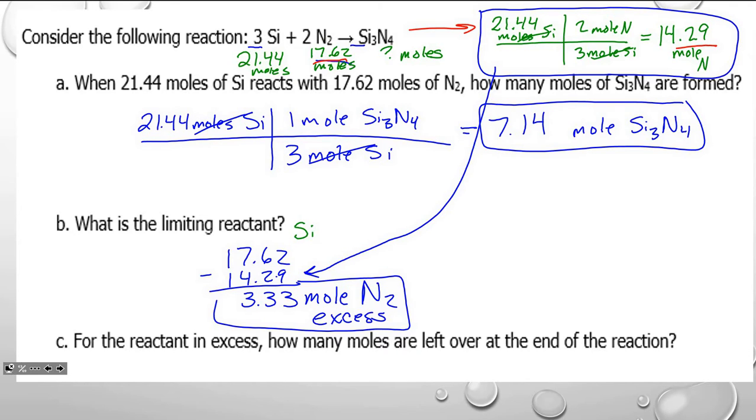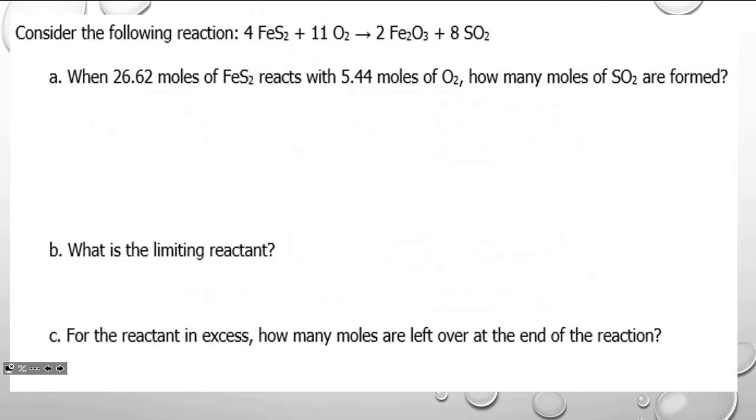Okay? So if you can't see it in your mind's eye, you can convert one of them into the other and see which one's bigger, which one's smaller. That can tell you right there. I'm just trying to circumvent that step. But you can do that. No problems. And you'll get the right answer every time. Just pick the lower one, the one that has the least, for your limiting. Okay? All right, let's go forward and do another one.